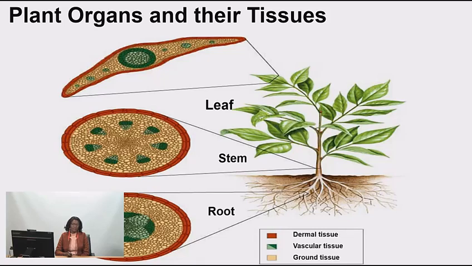Let's do a recap. Plants have only 3 organs: the leaf, the stem, and the roots. And these leaves, stems, and roots are formed by 3 types of tissues: the dermal tissues, which are the epidermis, the vascular tissues, and the ground tissues.